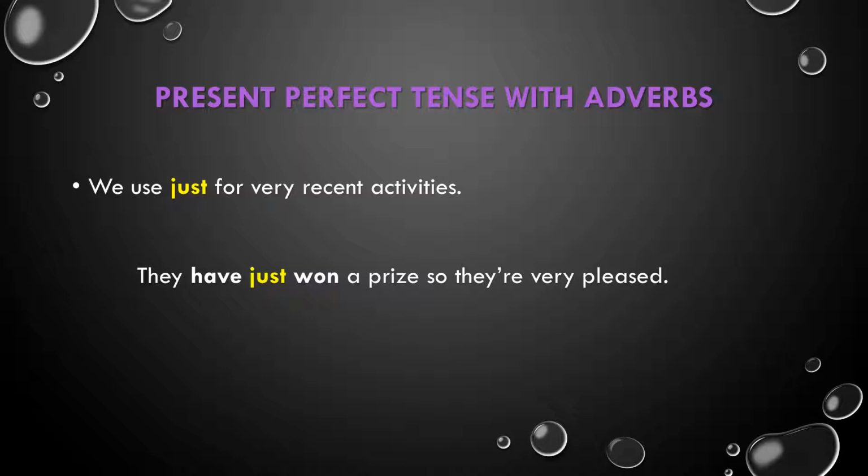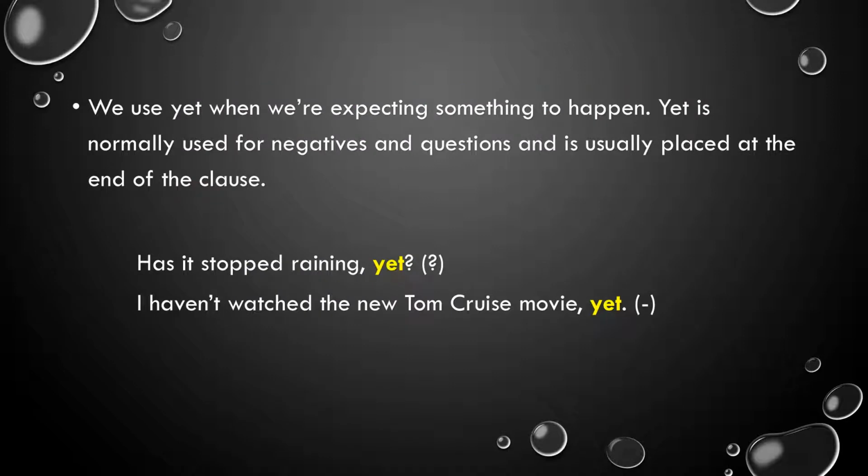The action finished sometime very close to now, so that's why they're still very pleased. The next one is yet. We use yet when we're expecting something to happen. It is normally used with negative sentences and questions, and it's usually placed at the end of the sentence.